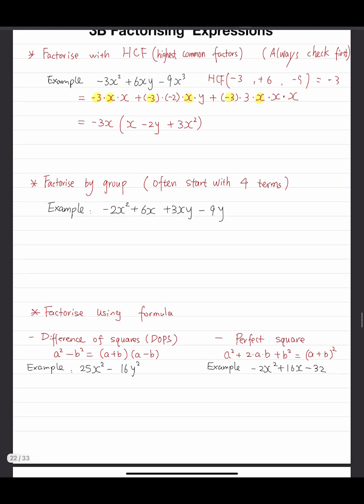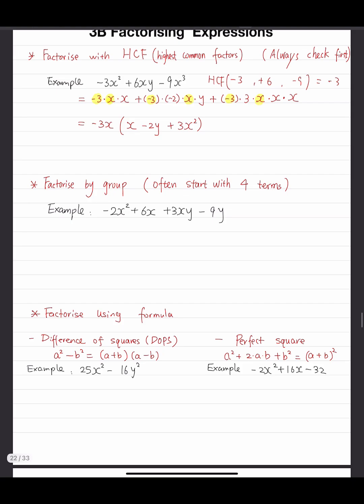Okay, now let's look at the second method. The second method is factorize by group. You can find some clues to determine which method you're going to use. When it comes to factorizing by groups, they often start with 4 terms. So for this example, you have the 4 terms. In general, for this method to work, you group particular 2 terms together and the remaining 2 terms to form another group. So here it is very important for you to choose the right group.